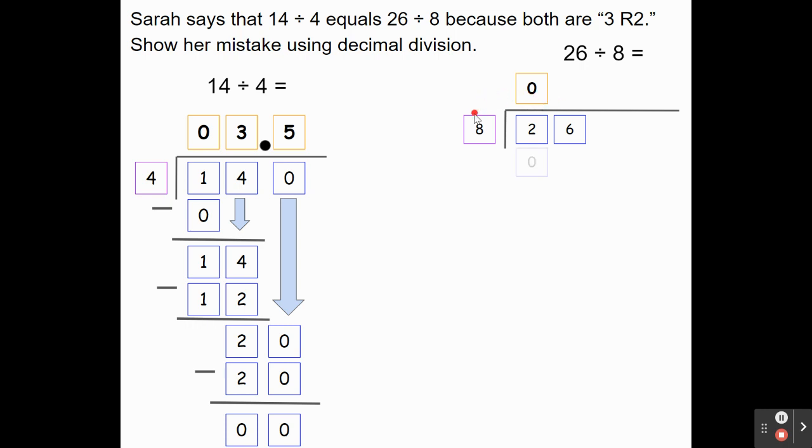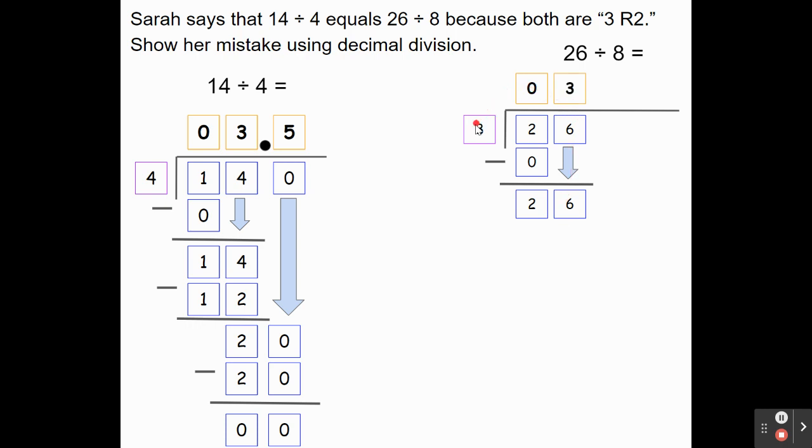0 times 8 is 0. So we have 2 tens. We're sharing 0 of them, which means we have 2 tens left over. We can rewrite this as ones by bringing down the next digit, the 6. So we have 26 ones. Let's think, what can we multiply by 8 to get closest to 26 without going over? Well, 8 times 3 gets us closest to 26.